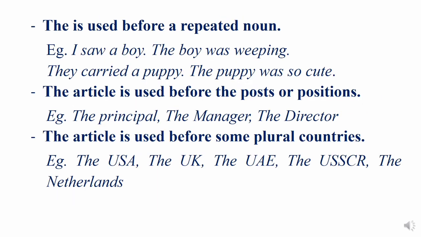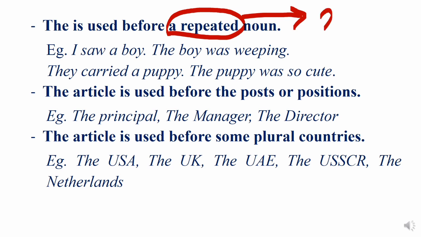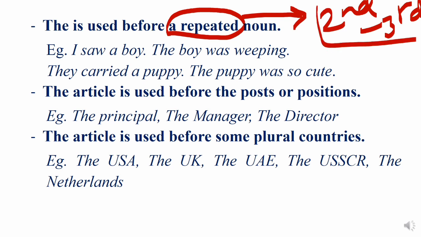In the same way, let's go to the next rule. The is used before a repeated noun. That means if the same noun is repeated for the second time or third time or fourth time, we use the article. If it is mentioned only one time, we do not use the article before that. You can see in the example, I saw a boy. The boy has been mentioned here for the first time. And in the next sentence, the boy is repeated here. That's why the boy was weeping, because it has been repeated for the second time.